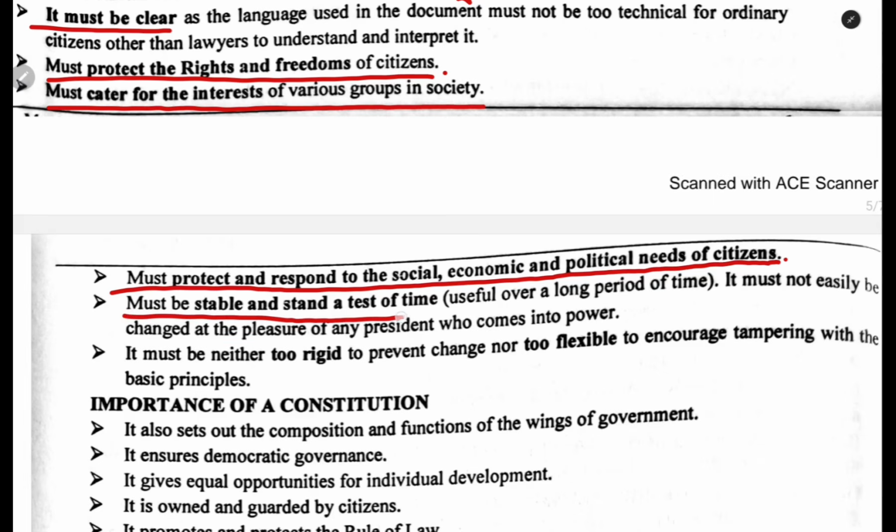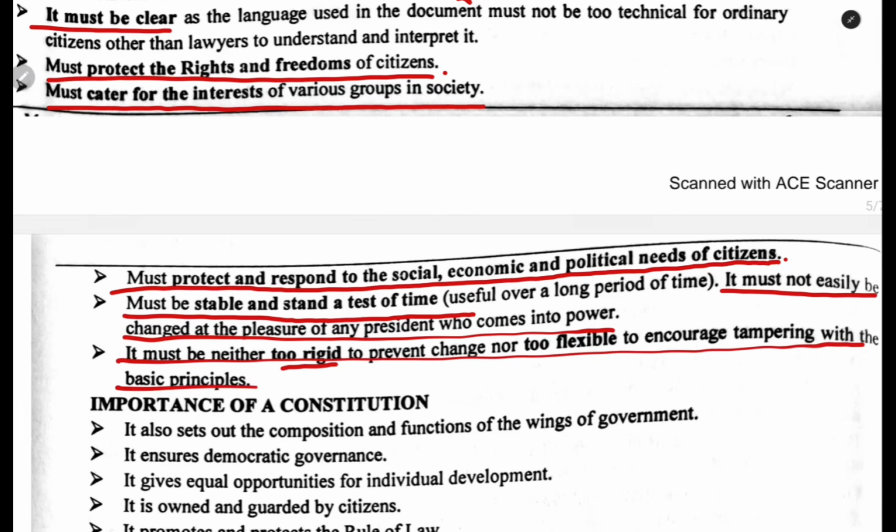It must be stable and stand the test of time, which means useful for a period of time, and must not easily be changed at the pressure of any party or president who comes into power. In short, we must guard the Constitution. It must be something that cannot easily be changed. It must be neither too rigid, to prevent change, nor too flexible, which would encourage tampering with the basic principles. So that is how a constitution is supposed to be.